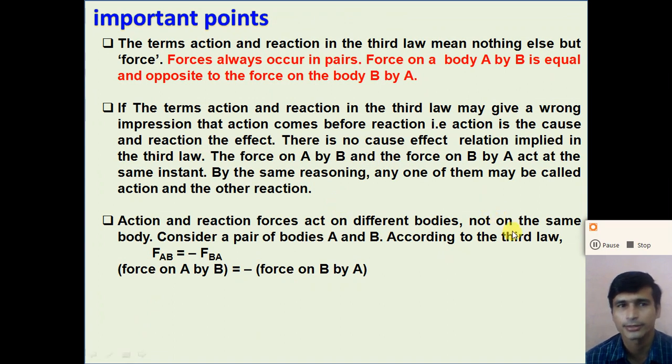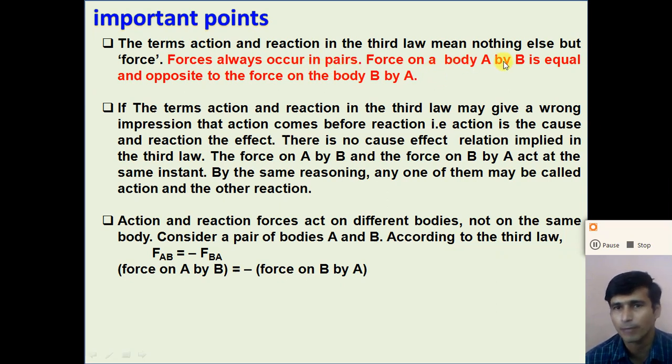Here the first point: what is Newton's third law of motion? Action and reaction are always equal and opposite, and they act on different bodies. So here the action and the reaction are different forces acting on the bodies. The terms action and reaction in the third law mean nothing but the forces acting on the bodies. So the action force and the reaction force always occur in a pair.